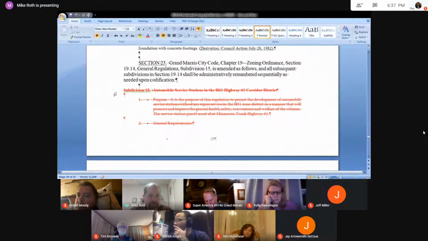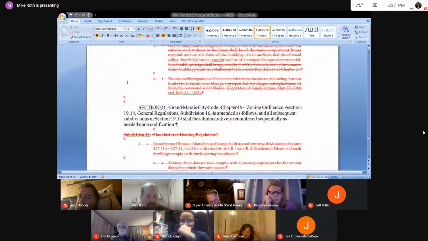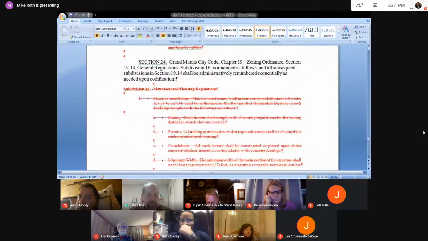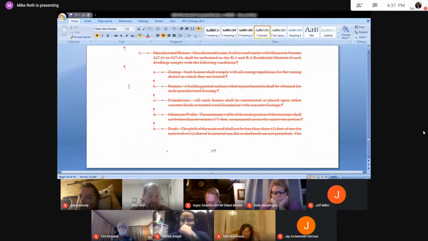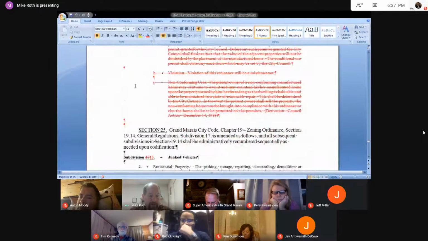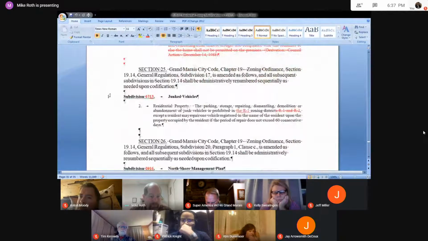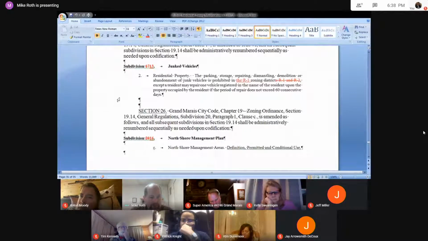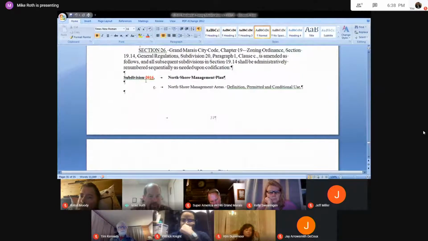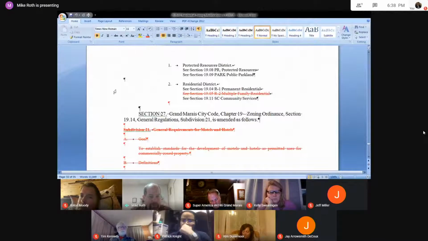All right, section 23, we're deleting this language out of the general regulations where it was, because we've already seen where it's moving to. Section 24, same thing. This is manufactured housing regulations. Actually, most of these are just being deleted. Section 25, we just renumbered junk vehicles. We're also renaming this to make sure it's referring to the only zoning, residential zoning that's there. Section 26 is just renumbering, and then we're also changing the reference again to R2 is going away.